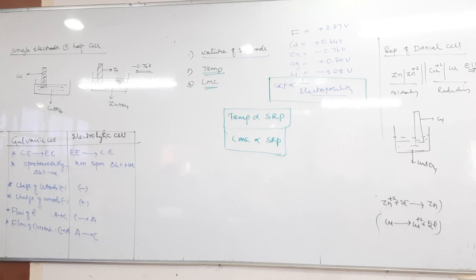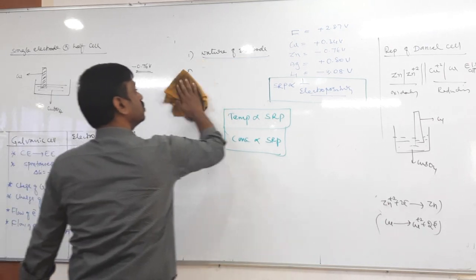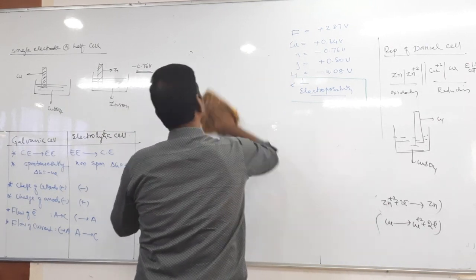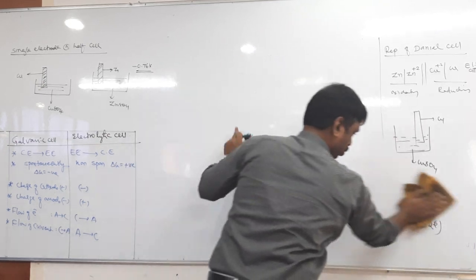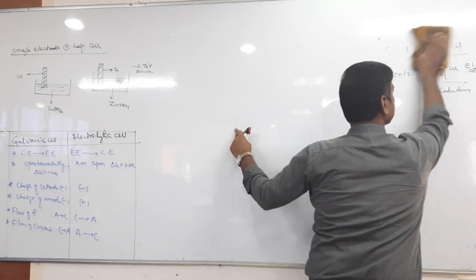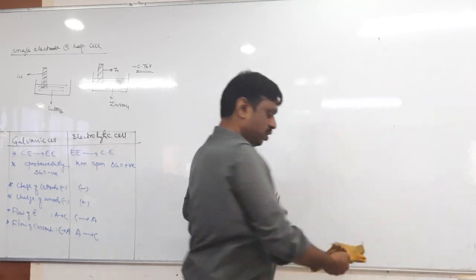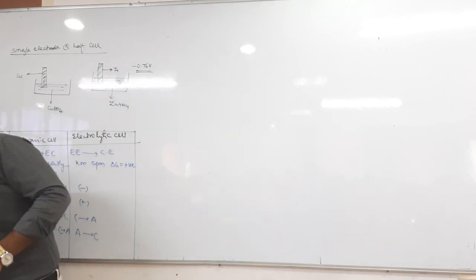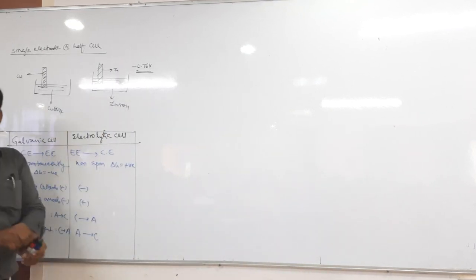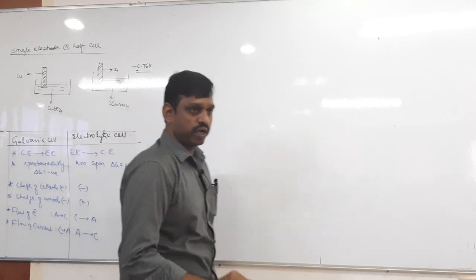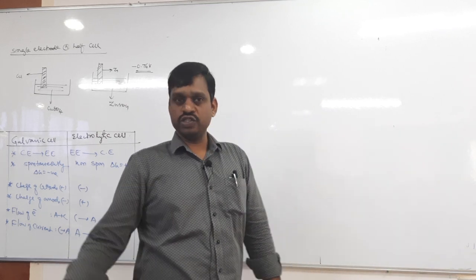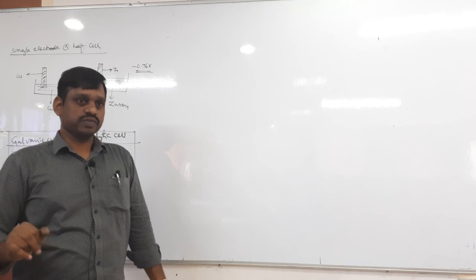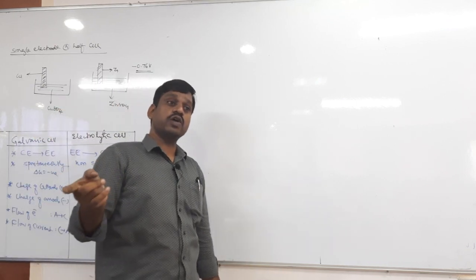Okay, next, oxidation potential and reduction potential. So what is oxidation potential and what is reduction potential? Now, so far we have studied what is electrode potential and what is standard electrode potential. But electrode potentials are of two types.